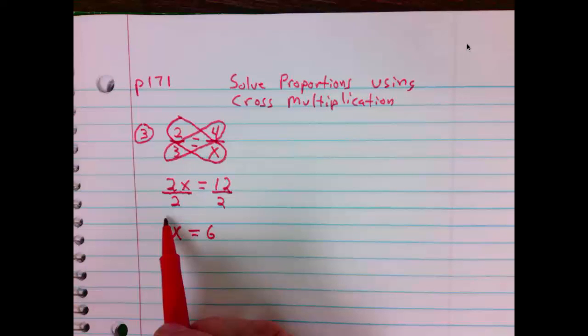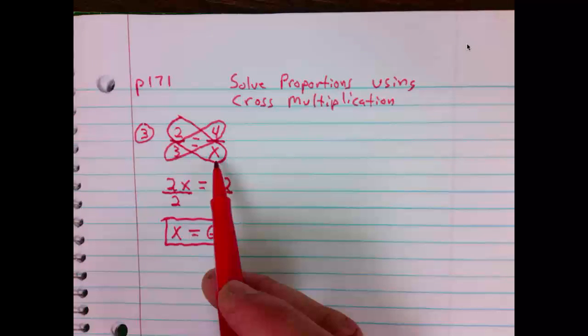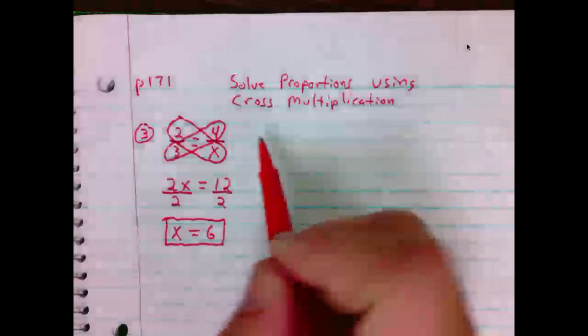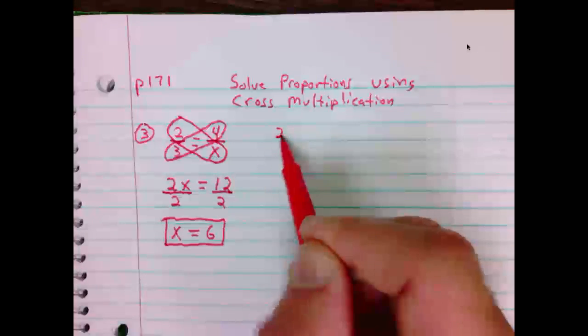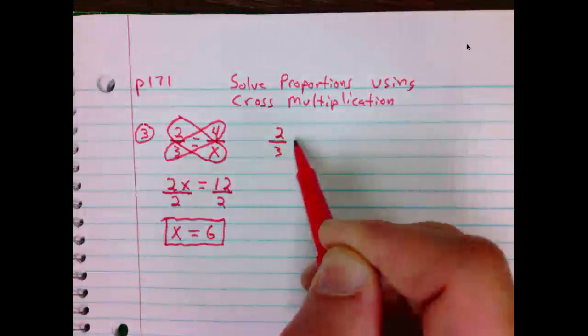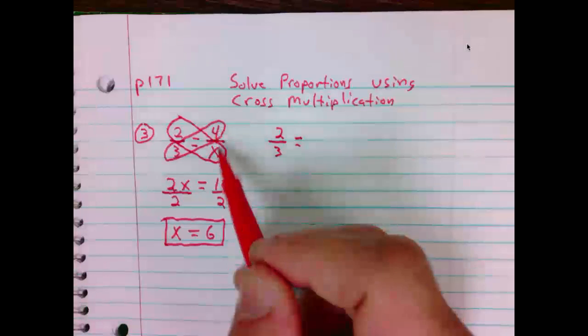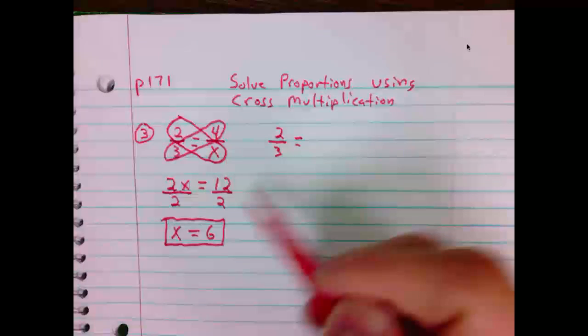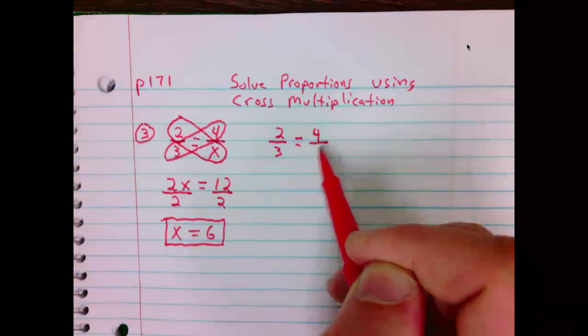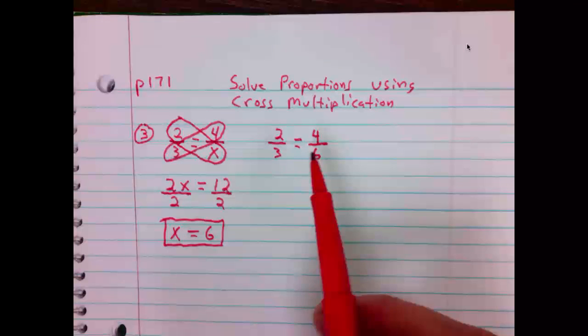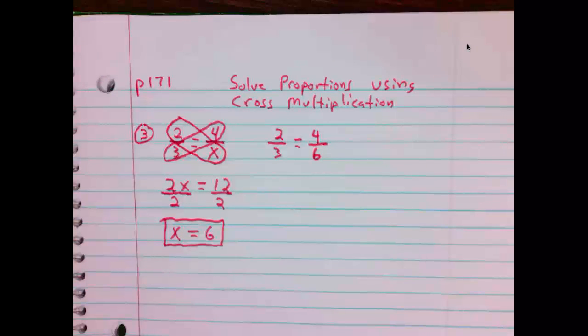Lastly, I will take the 6 and substitute into the original equation to see if that yields a true statement. So the left side is 2 divided by 3. The right side is 4 over x, where x we believe is 6. We know that 2/3 is equal to 4 over 6, but I will verify using our calculator.